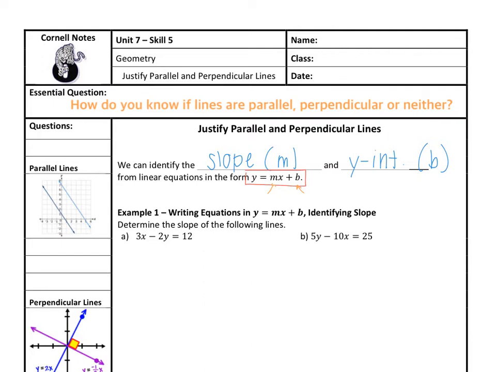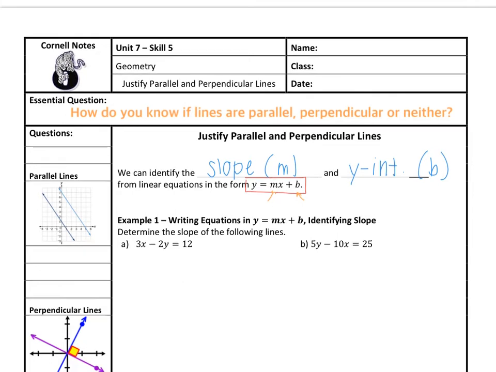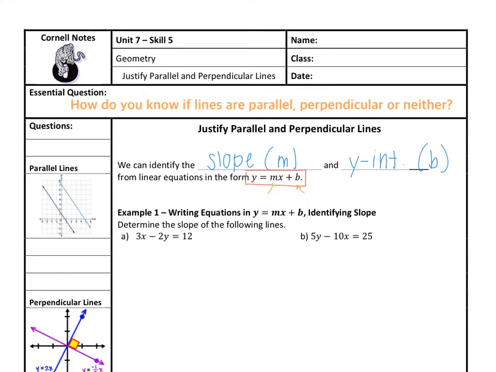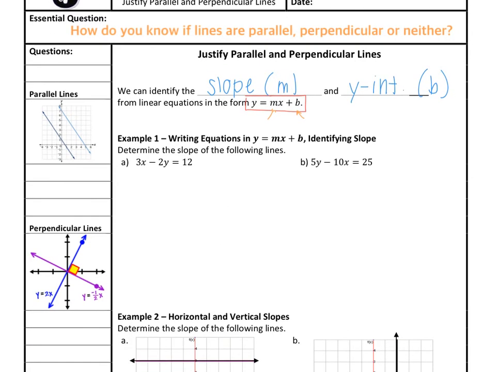Looking at what we have here, first example, we're just going to start off real basic. It says, determine the slope of the following lines. All I'm going to figure out is the m value for each of these lines, and you're going to notice right away that these lines are not in y equals mx plus b form, so our first step is always to get y alone.